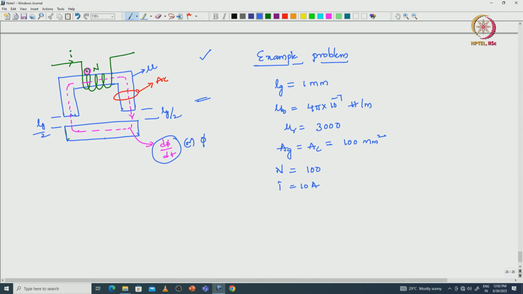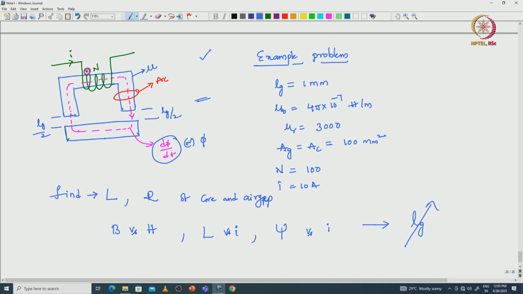The problem we have to solve here is: find the inductance value and the reluctances of the core and air gap. Draw the waveforms B versus H, inductance versus current, and flux linkage versus current with respect to the variation of air gap. By varying the air gap length, how will these performance curves vary?